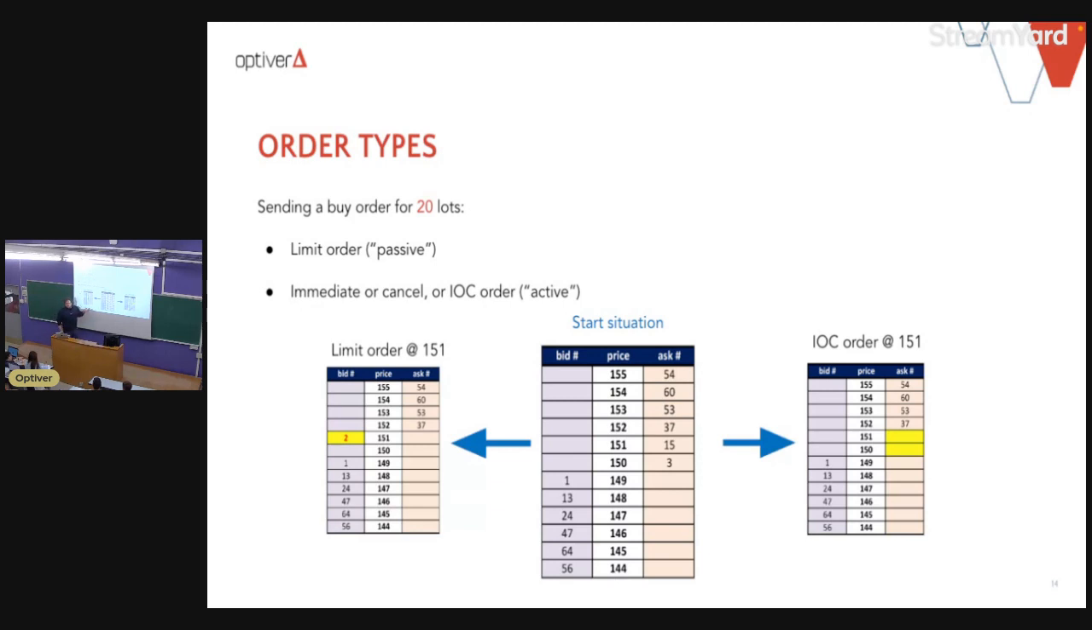Whereas if you do an immediate or cancel, you will just trade these volumes away. Right, you do your trade for 18 lots, but the remaining volume that you didn't get will just be canceled. So you get 18 lots. There's nothing left in the order book, nothing more. So the idea here is that with an immediate or cancel order, you can kind of take out an order that is in the order book, whereas a limit order is passive, so you just put it there and somebody else can trade with you whenever they think that is what they want to do.